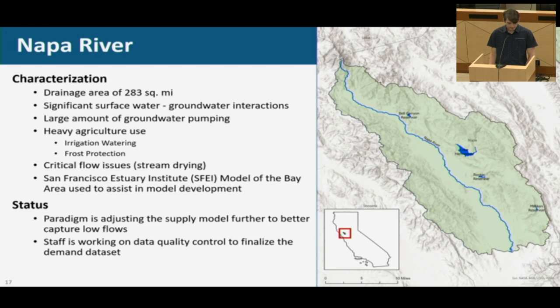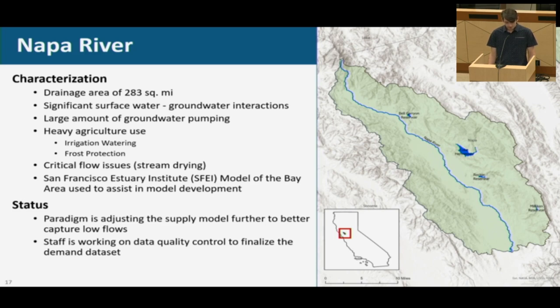For the Napa River, this watershed is characterized by significant surface water groundwater interactions. In addition to a large amount of groundwater pumping in the area, there is heavy agricultural use, specifically for irrigation and frost protection. Throughout different times of year, the Napa River experiences critical low flow issues.